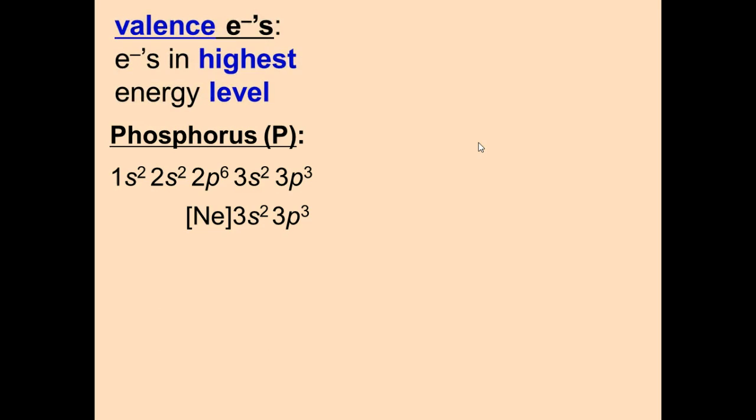And valence electrons are electrons in the highest energy level, and so phosphorus, you can look here, and has 3 energy levels, so 1, 2, 3, so 3. The third energy level, there's 2 electrons and 3, so there's 5 electrons total. And even if you did the noble gas core, we can still get the same answer, so we still get 5.